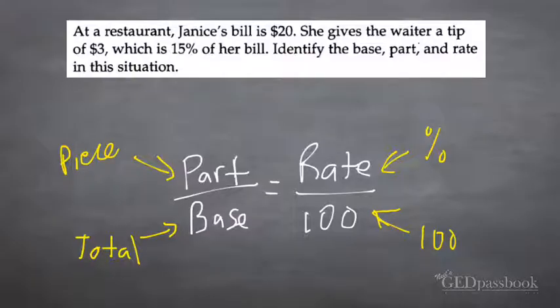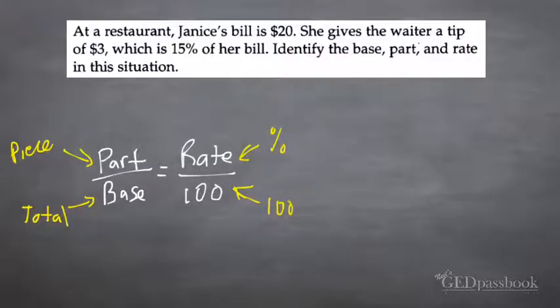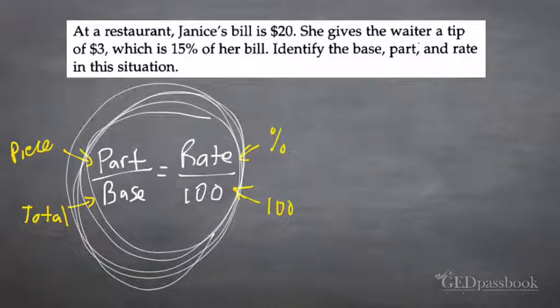So the rate is the percent, and it's always going to be over 100. So let's memorize this template. Let's have it here on the side. And let's look at this word problem up here. At a restaurant, Janice's bill is $20. She gives the waiter a tip of $3, which is 15% of her bill. Identify the base, part, and rate in this situation. Okay, so I want to set it up just like yesterday. I want to set up my setup of the given situation.